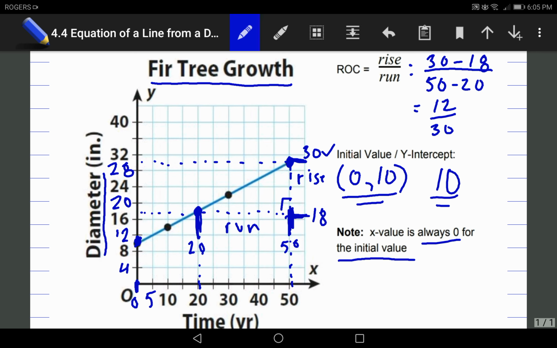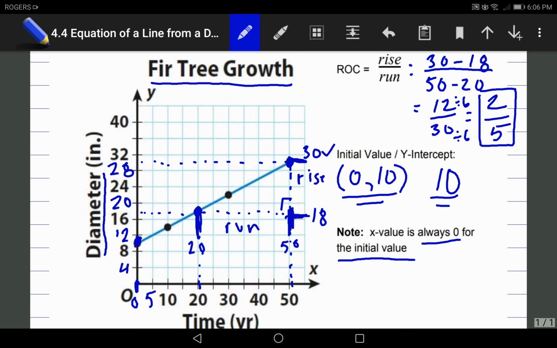Okay, so we can reduce that fraction. So I'm going to do that. I know that what number goes into both 12 and 30? 6 does. Okay, 6 goes into both. So I'm just going to divide both by 6. And I end up getting 12 divided by 6 is 2. 30 divided by 6 is 5. Okay, so I end up getting 2 over 5 as my rate of change.